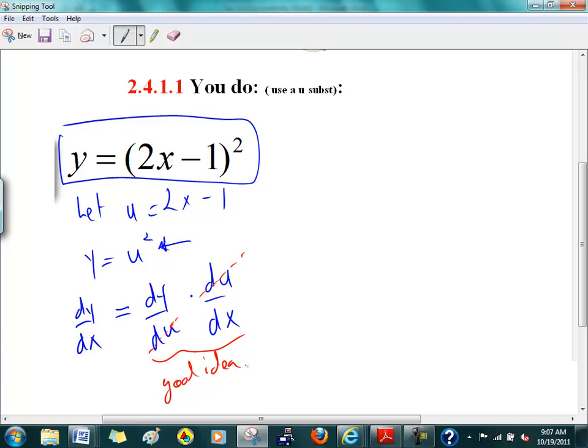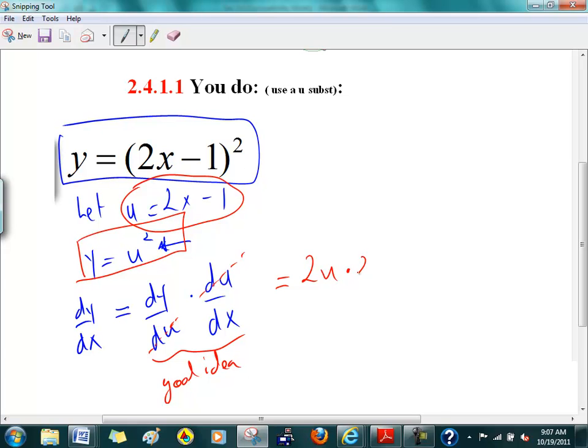Okay, let's go through it. So let's work this out. Can someone tell me what's dy by du then? 2u. Is everybody with Henry on that? Differentiate this with respect to u using the power rule. Okay? And then you're going to take du, which is this guy here. You'll differentiate that with respect to x. What do you get? 2.